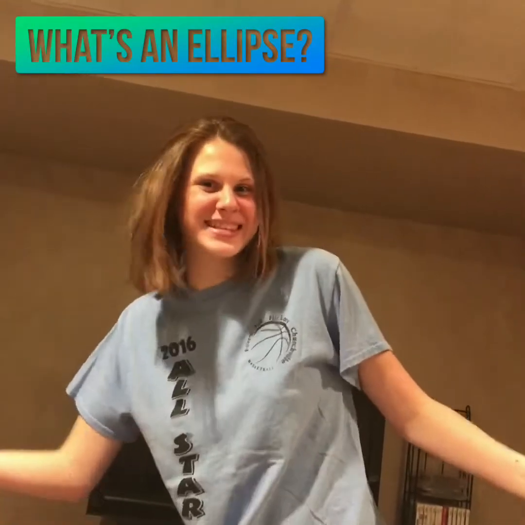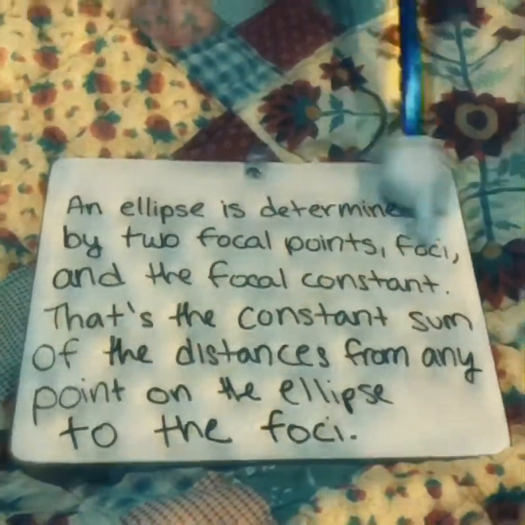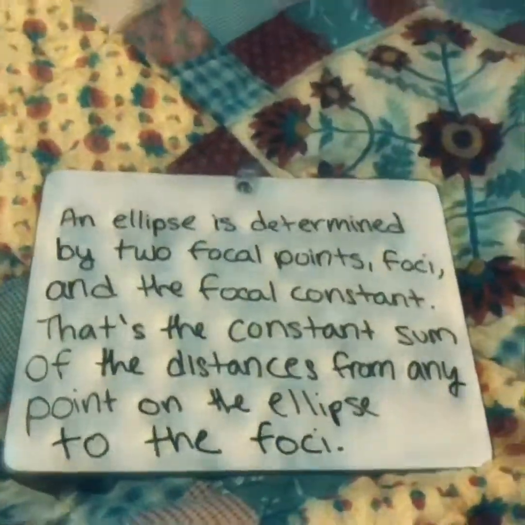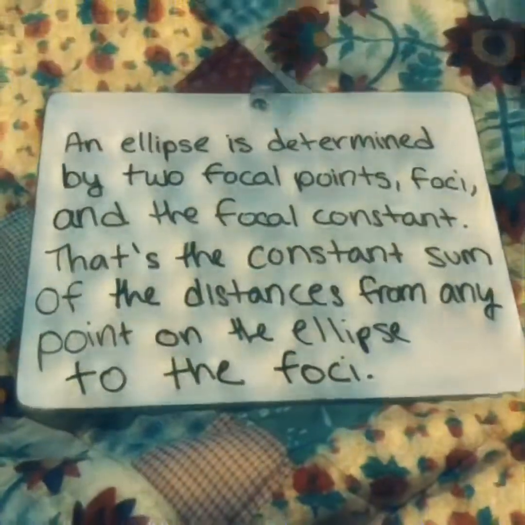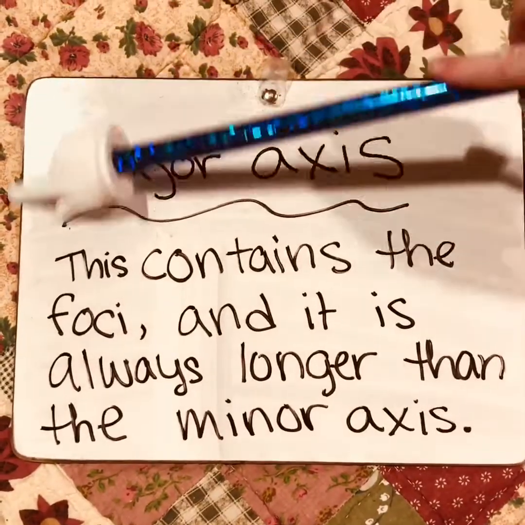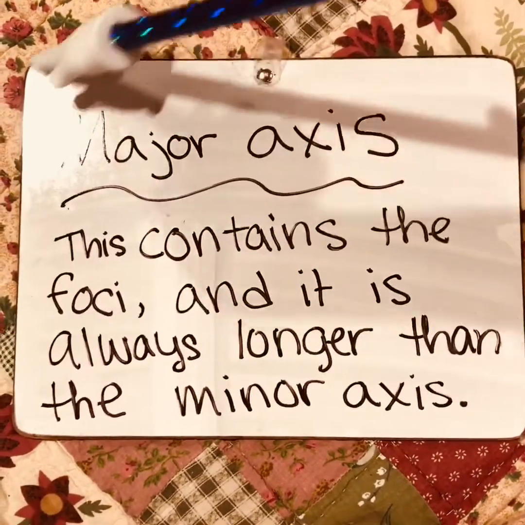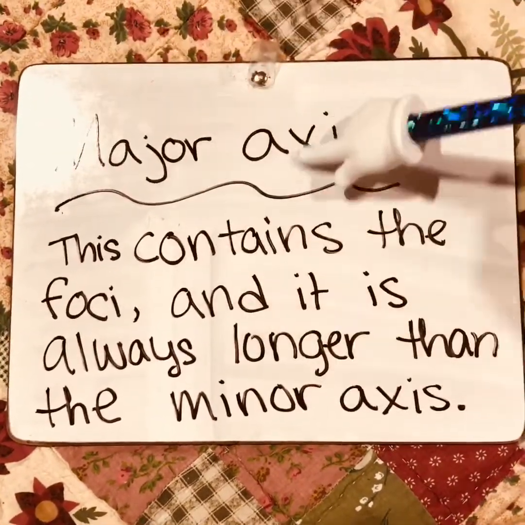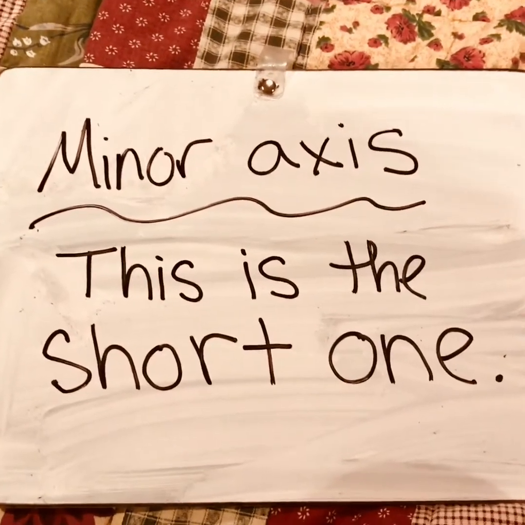What's an ellipse? An ellipse is determined by two focal points, foci, and the focal constant. That's the constant sum of the distances from any point on the ellipse to the foci. Major axis. This contains the foci and it is always longer than the minor axis. Minor axis. This is the short one.